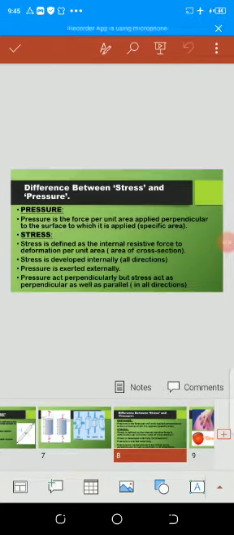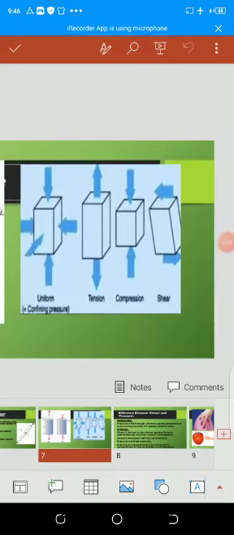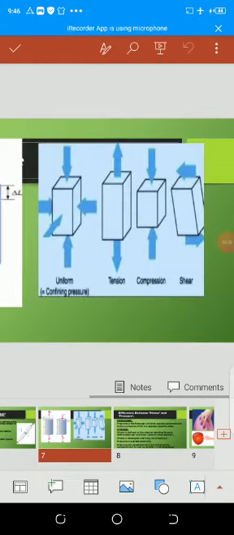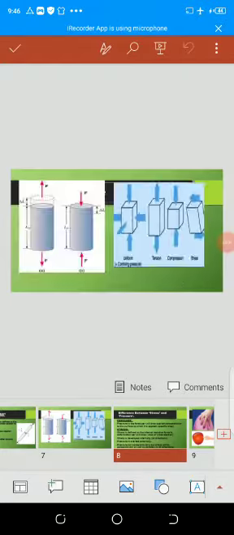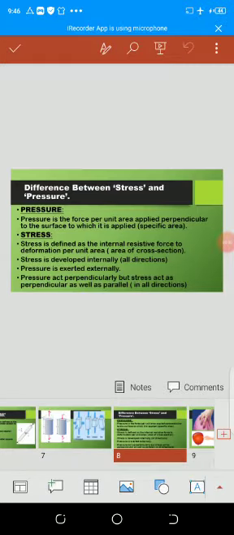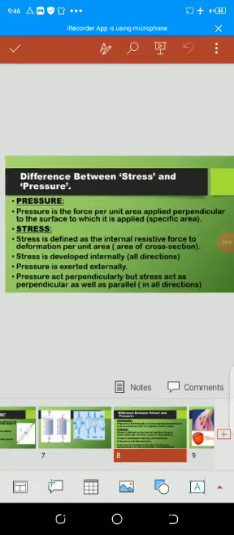Now the difference between stress and pressure. If we are applying a force, look at this diagram. You can see the arrows' directions. If it is like a pressure, we can say it's like a pressure, but it's not a pressure. There is a difference between pressure and stress. Now what is the difference between pressure and stress?